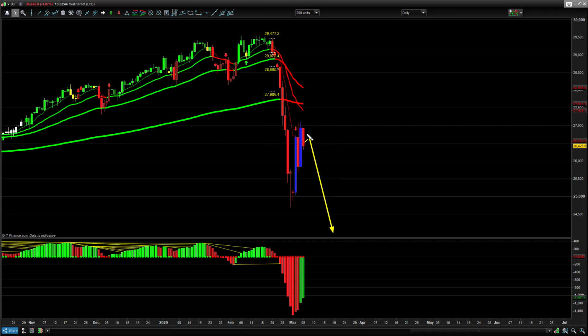Now we could start dropping from here, and if we do, then I think we're going to go to 22,000. If we continue higher up here, then I'm looking for new shorts and another move to the downside. So every which way you look at this, guys, I'm looking for short side trades.